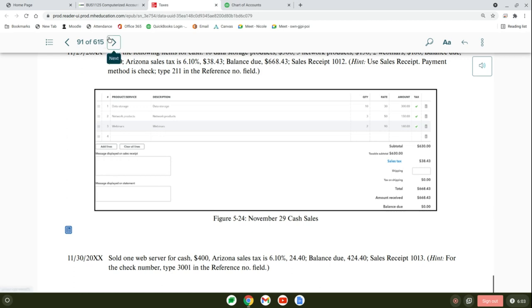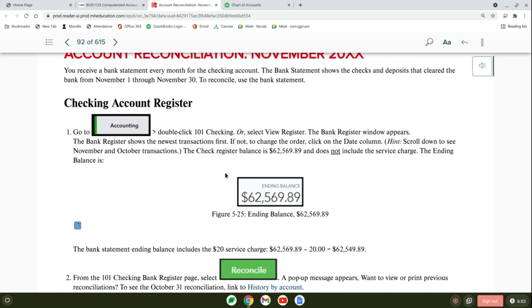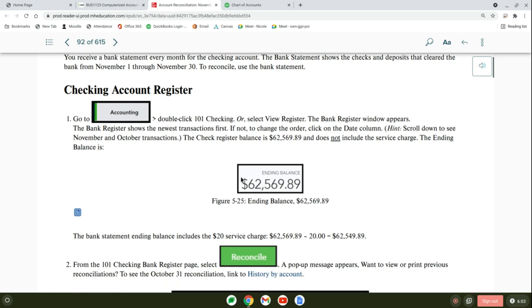So far in the book, now we're on page 92, and we're going to do the bank reconciliation. To do the bank reconciliation, the last day is November 30th, and we just did our last thing. We had a cash sale for November 30th. That was our last thing for November, and now we can do our reconciliation because we got our bank statement in the mail. So we're going to do that for the last day of the month of November. And here's our ending balance, 62569.89. So let's start the process.